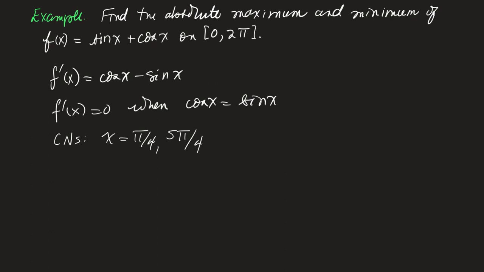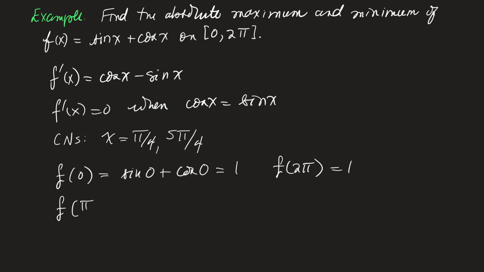So now, if I want to get the absolute max and min, all I need to do is check the function value at the endpoints of the interval and at the critical numbers. So let's go ahead and do that. So let's first do the endpoints. So f of 0, so remember, I'm evaluating the function at 0, so that's sine of 0 plus cos of 0, which is 0 plus 1, which is 1. And similarly, f of 2 pi, that's going to be sine of 0, which is 0, plus cos of 0, which is 1.